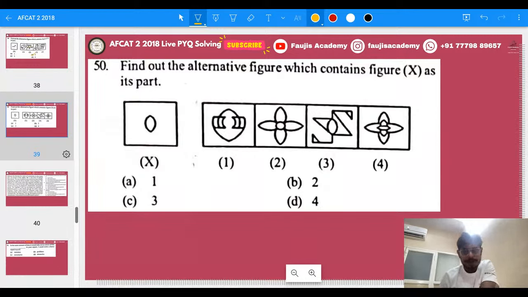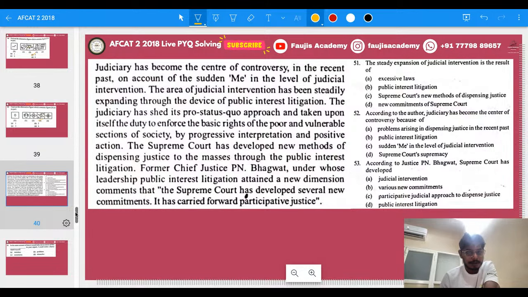What could be the answer to this particular question? 50. Quick, guys, quick. Yes, 50 is C. Yes, all of you are correct. Absolutely correct. Okay. Now let's move to English.